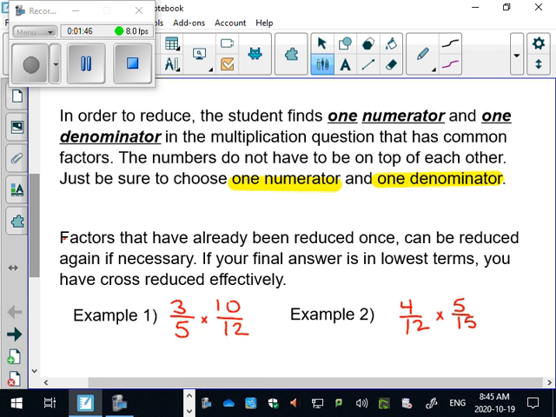So anyhow, the trick of doing this in order to reduce is you just take one numerator and one denominator. You pick one in the top and one in the bottom that has some common factors. So you find a number on the top and a number on the bottom that 2 will both go into, or 3 or 5 or whatever the number is. They don't have to be on top of each other. Some people thought they have to be right above each other in order to reduce, and they can be, but they can also be across from each other. Again, it only has to be one from the top and one from the bottom.